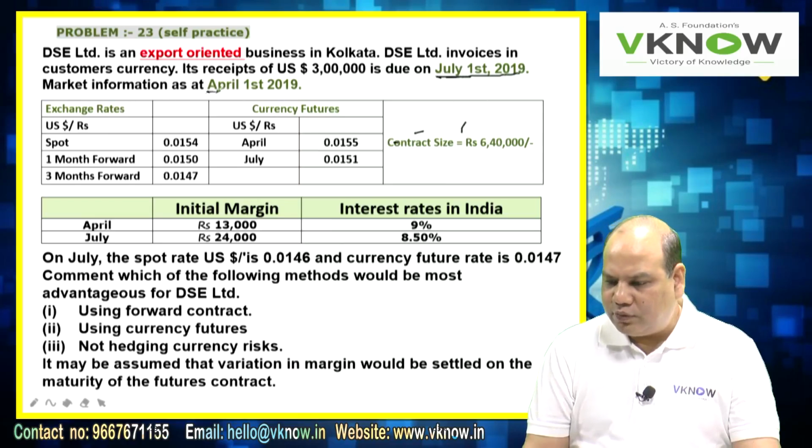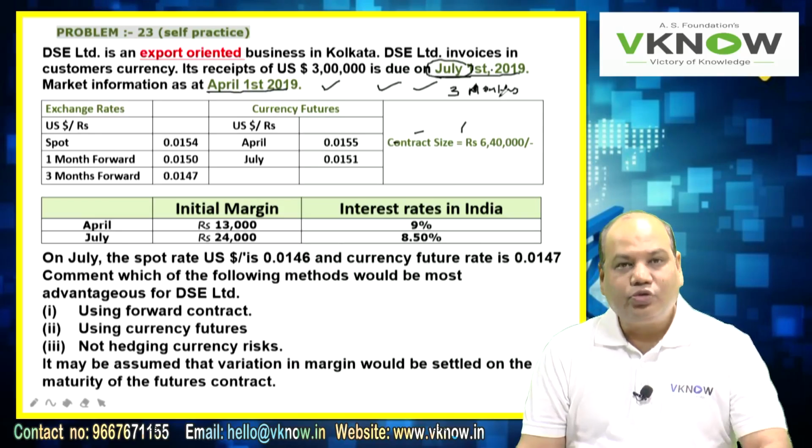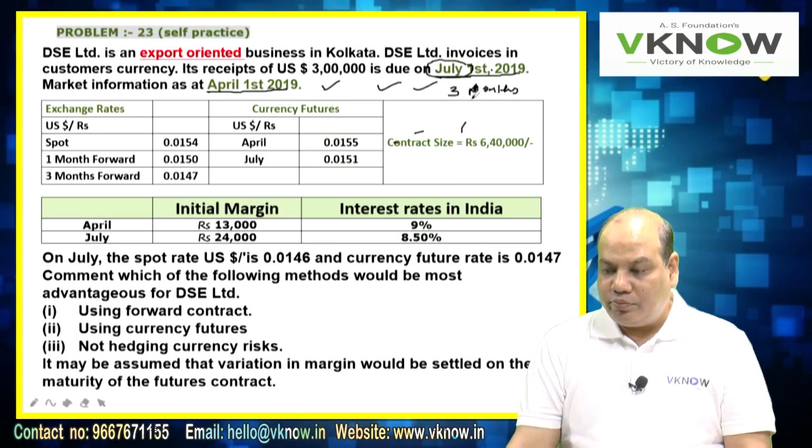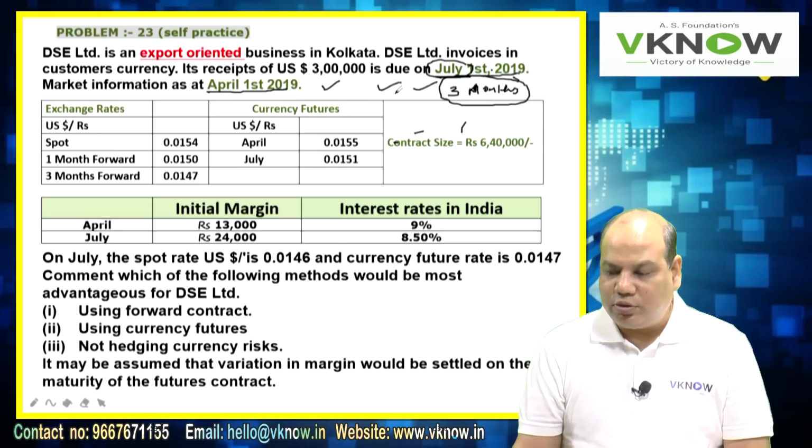Market information on 1st April. So the number of months will be April, May, June. Don't take July. So it's a question of 3 months. In every exam you please check this. The question may look similar, but they might just make it 1st August. So it will become a 4 months problem. So 3 months coincidentally in all the 3 questions that we have solved.